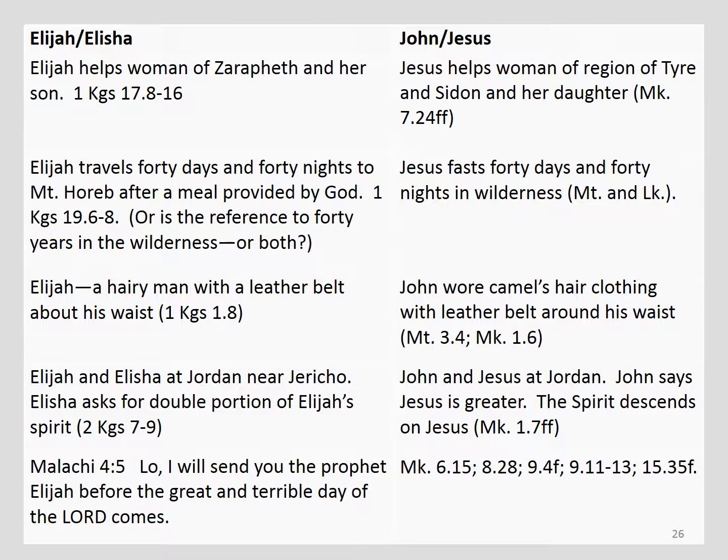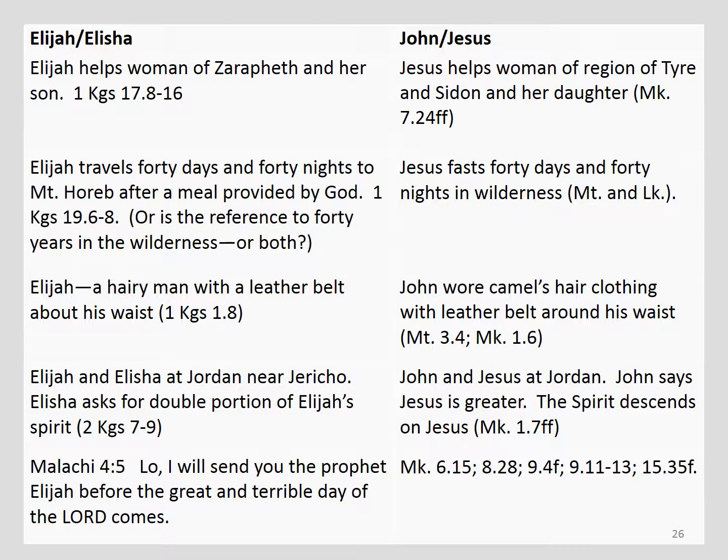Elijah travels 40 days and 40 nights to Mount Horeb, and Jesus fasts for 40 days and 40 nights in the wilderness. Both are wilderness experiences. Elijah is described in a way that's similar to John. He was a hairy man with a leather belt about his waist, and John wore camel's hair clothing with a leather belt about his waist. What we might say about that is that John intentionally is taking on the role of Elijah in his ministry.